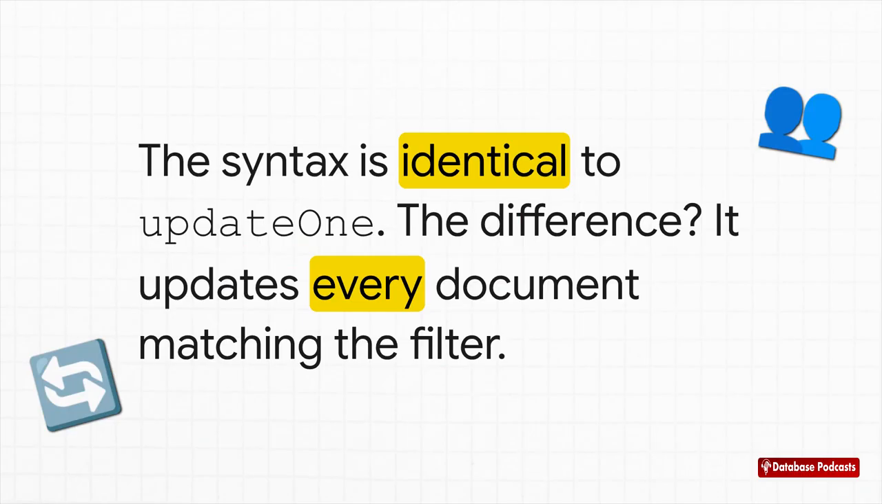And here's the good news. The syntax is going to look really familiar. It's almost identical to updateOne. You provide a filter to find the group of documents and an update document to say what needs to change. The crucial difference, though, is the scope. updateOne stops after the very first match it finds. updateMany? Oh no. It keeps on going and modifies every single document that matches your filter.